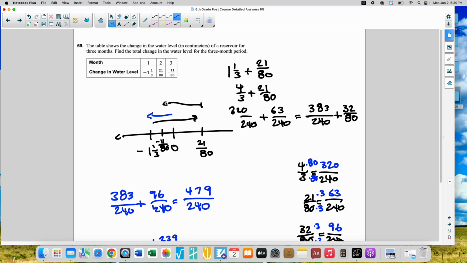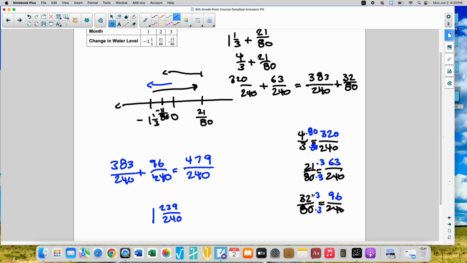So I don't know, and I think I did good math here. 3 times 8, 24. That's 63. That's correct. That's 96. That's correct. So 320 plus 63 plus 96. That's 9. Yeah. Maybe that's where I made a mistake. Maybe that's not. So that's 9, 6, and 2. That's 8 and 6, 17. No, that's correct. 479 is correct over 240.